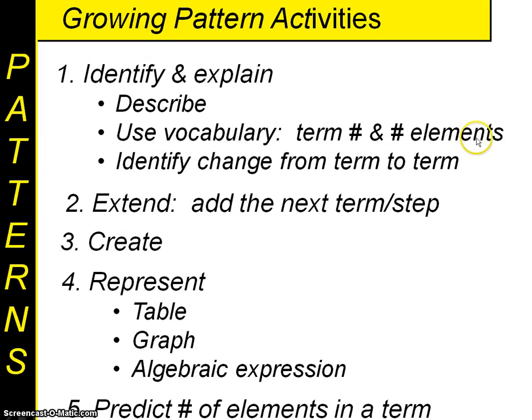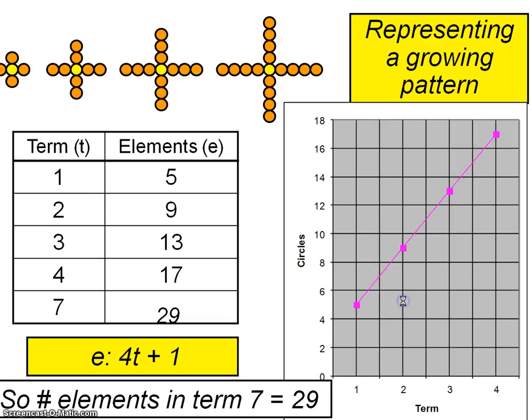As they do growing pattern activities, they identify and explain. They describe the pattern. They use vocabulary, term, number of elements. They identify the change from term to term. They extend and add the next term or step. They create their own. And then they represent, not with letters, but with a table, a graph, or an algebraic expression. And ultimately, they can predict the number of elements in a given term.